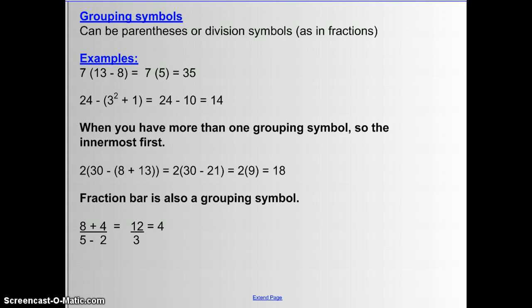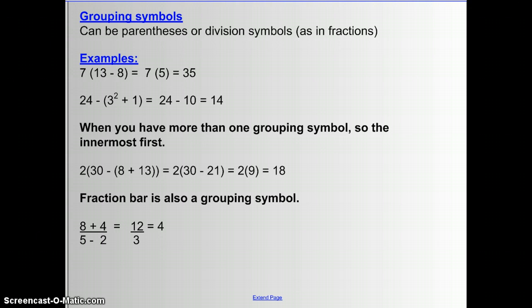When you have more than one grouping symbol, you must do the innermost grouping symbol first. In this problem, we have 2 times the quantity, 30, minus the quantity, 8 plus 13. The 8 plus 13 must be calculated first. So 8 plus 13 is 21. The problem then becomes 2 times the quantity, 30 minus 21, or 2 times 9, and that's 18.